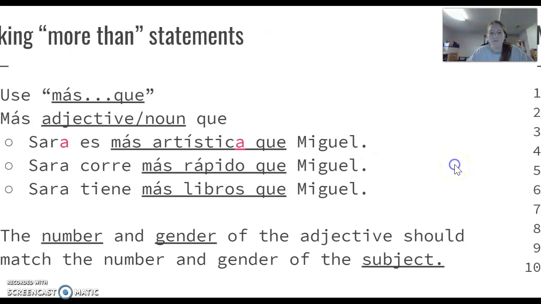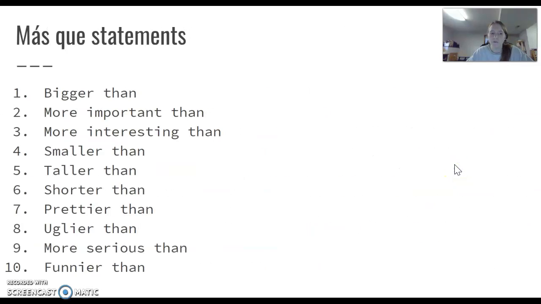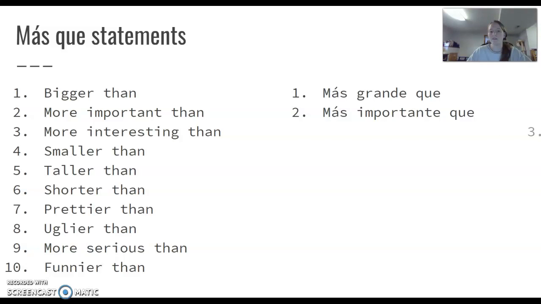Okay. So let's do a couple of practice ones. We'll do those together. So bigger than. So it's gonna look like more big than. And that's really all it is. It's just instead of bigger than, it's more big. Okay, so más grande que. Okay, more important than. Más importante que. More interesting than. Más interesante que.